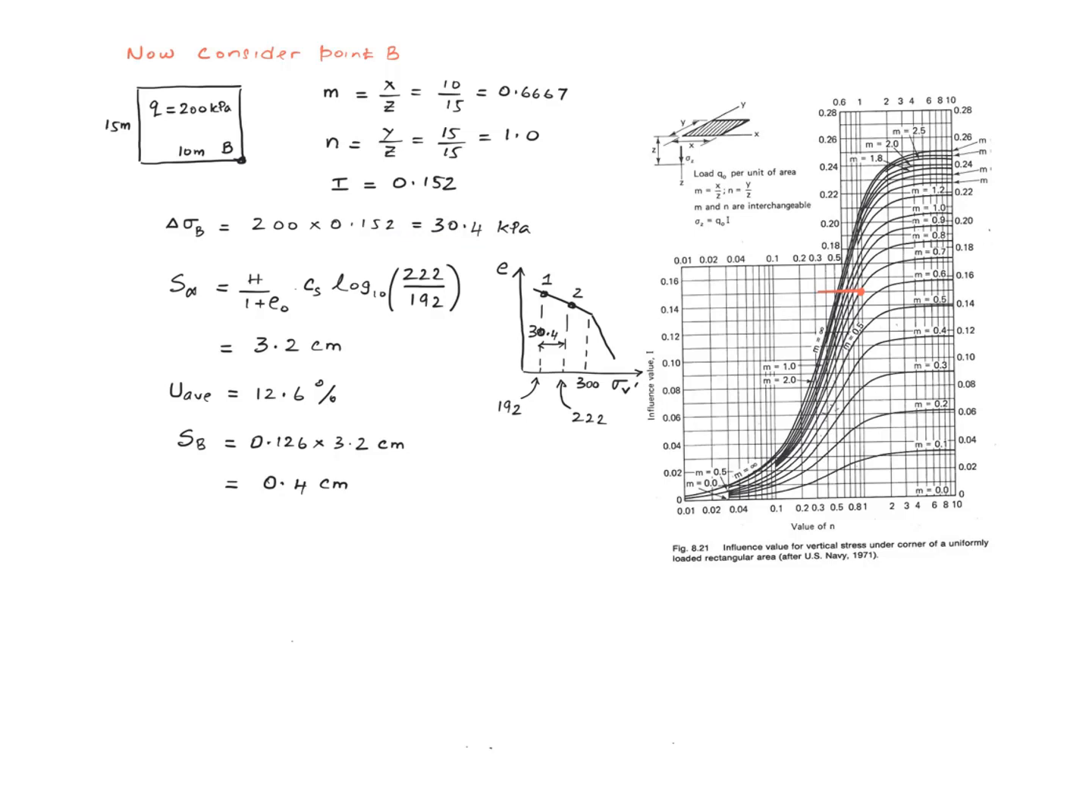As before, because the pre-consolidation pressure is very large, both points 1 and 2, the initial point and the final point, plot on the swelling line. So now I apply this equation and I get a value of 3.2 centimeters for S infinity, and U average is the same as before, and therefore the settlement at point B 2 years after the application of the loading works out to be 0.4 centimeters. Now we can calculate the differential settlement between the 2 points. So the differential settlement is only 0.2 centimeters at this point.